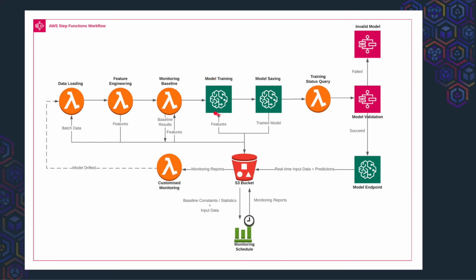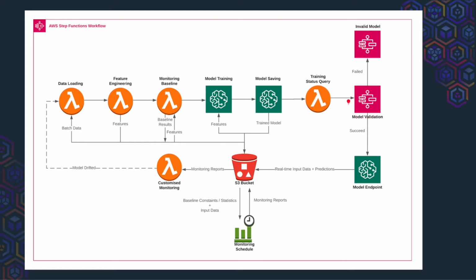And then model training to train a model on the features extracted from the previous step. Then a model saving step to save the model back into the S3 bucket, as well as to deploy it as a SageMaker model instance. Then I have a training status query to retrieve the evaluation results from the model training step. The evaluation criteria can be defined before the model training, so essentially it's a success criteria for the trained model, such as the accuracy score or the area under the ROC curve.